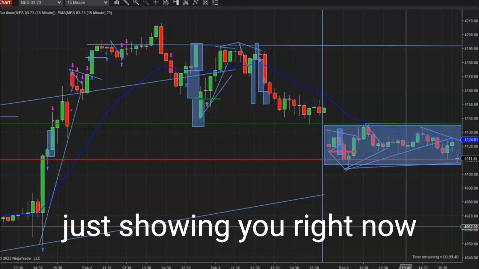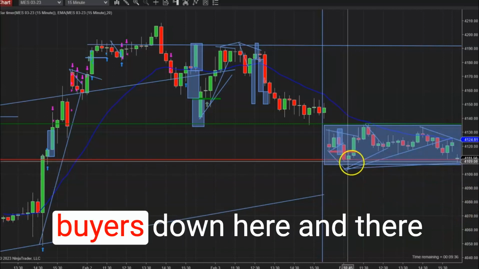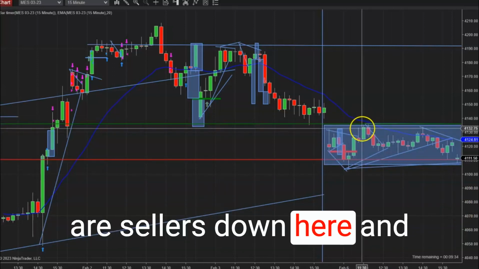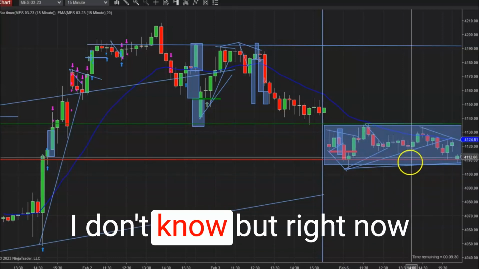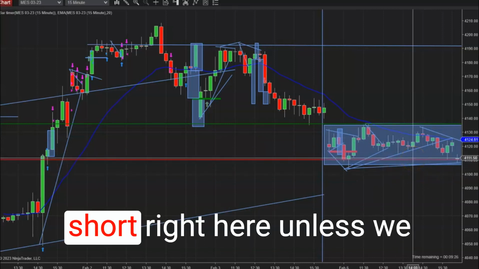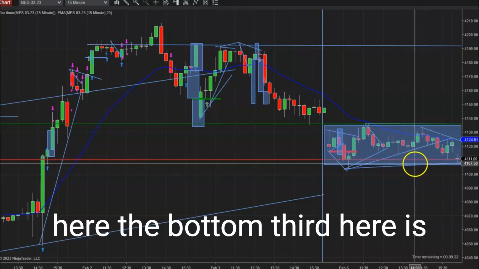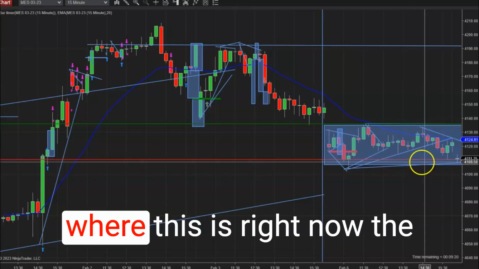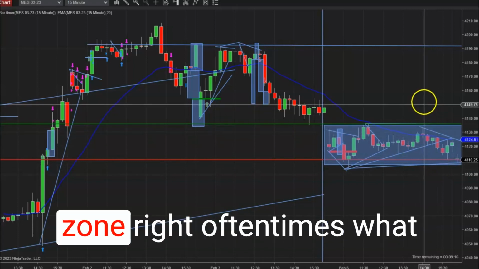I'm just showing you right now, based on what the market has said, that there are buyers down here and there are sellers up here. And when is that going to cease to be? I don't know. But right now, that's what's happening. So would it be smart to take a short right here unless we see some decisive action? I don't want to be shorting here. The bottom third here is right now the buy zone. Up here is the sell zone.